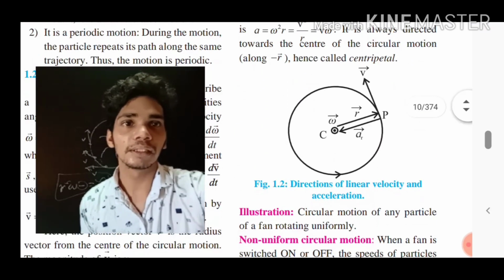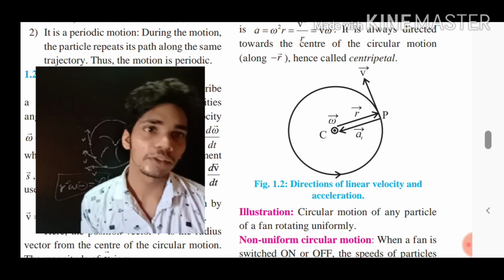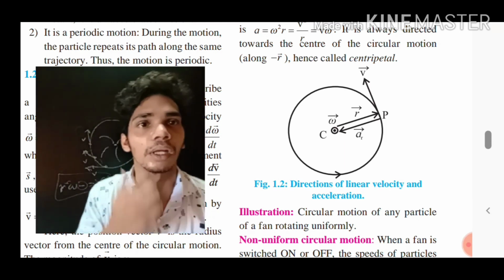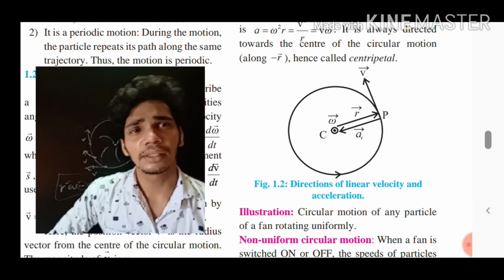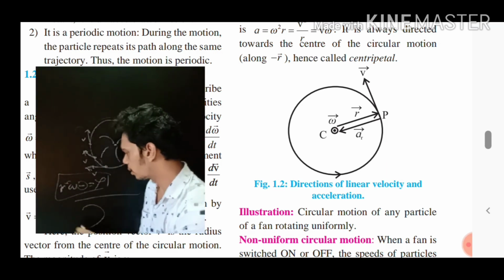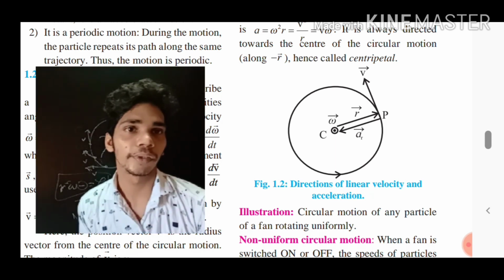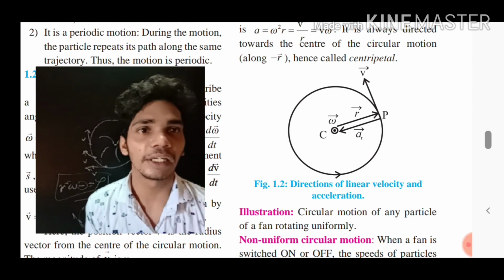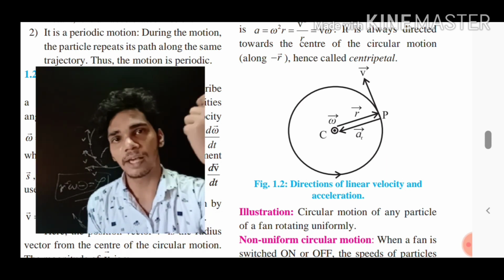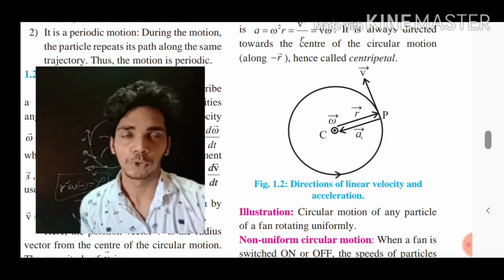Okay, so see here they have given a nice diagram. It shows the direction of the linear velocity and the acceleration. What is linear velocity? It changes tangentially. When you talk about linear, it goes straight away. When you talk about circular, the direction is changing. We have to consider this point. The illustration is the circular motion of any particle of a fan rotating uniformly. So the fan is rotating in a particular circular fashion, and when the particles are rotating, they are under uniform circular motion.